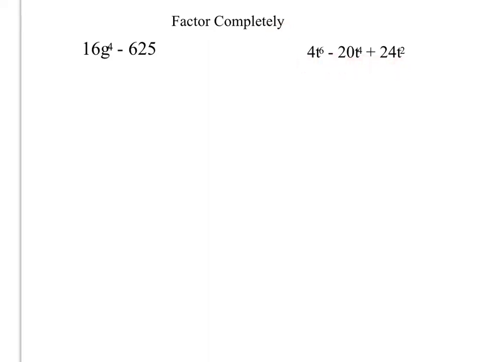Again, we're looking at coefficients first, 4, 20, and 24. So those are all divisible by 4. And then t to the 6th, t to the 4th, and t to the 2nd. I know I can get a t to the 2nd out of that. So what's left? So first off, we're going to have a t to the 4th left.